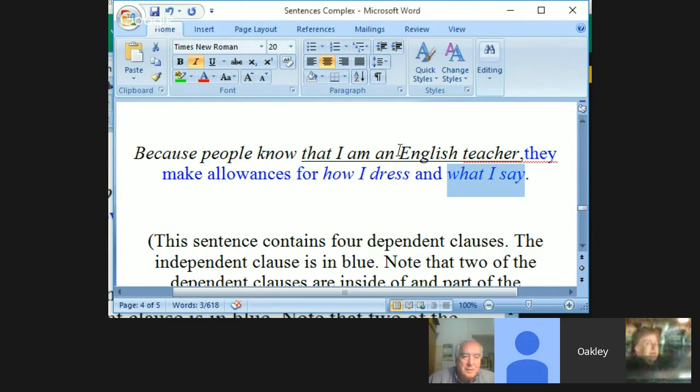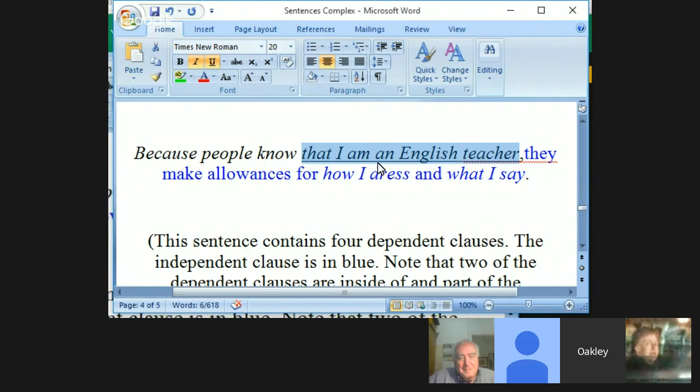After, because people know, yes, that I am an English teacher. Another dependent clause. Okay. And actually, here are the relative clause or adjective clause underlined. This is 3. So, okay. Yeah, I would say that there are 3 dependent clauses, not 4. And actually 4. Part of, okay, here it is again.